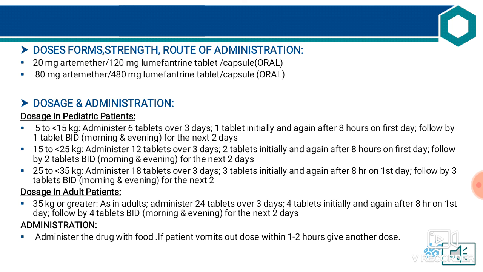Dosage in adult patients of 35 kg or greater: administer 24 tablets over 3 days, 4 tablets initially and again after 8 hours on the first day, followed by 4 tablets BID, morning and evening, for the next 2 days. Administration: administer the drug with food. If the patient vomits within 1 to 2 hours, give another dose.